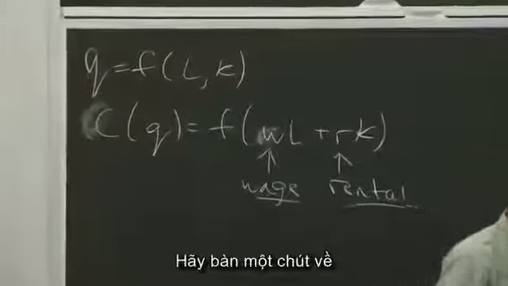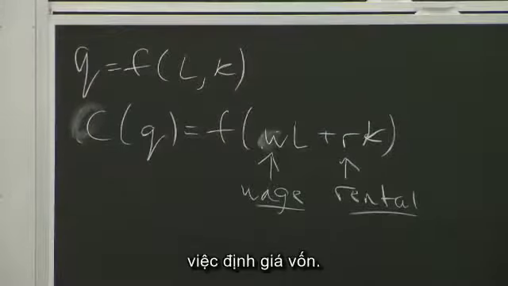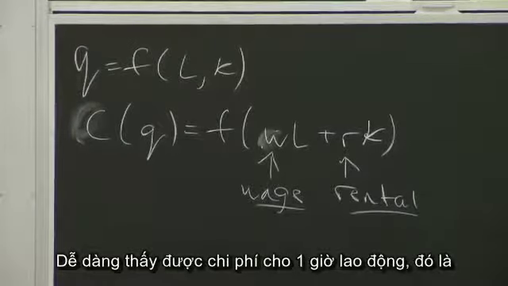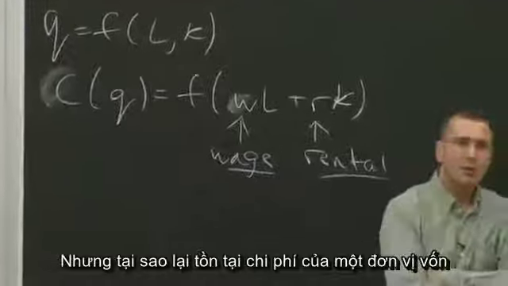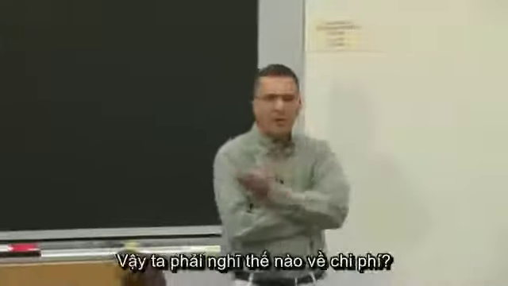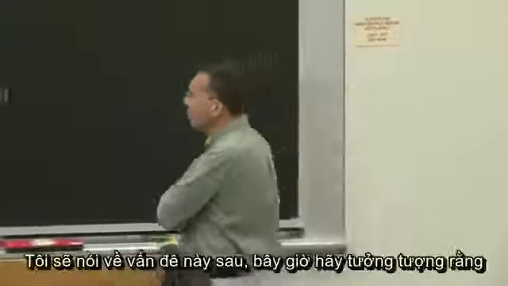Let me just pause here for a second and talk about price and capital. It's easy to think about the cost of an hour of labor. It's the wage you pay for an hour. It's harder to think about the cost of a unit of capital because we buy the machines, right? So how do we think about the cost? I'm going to cover this later in the course.